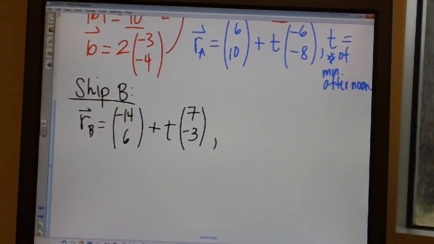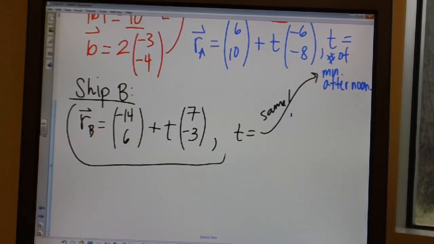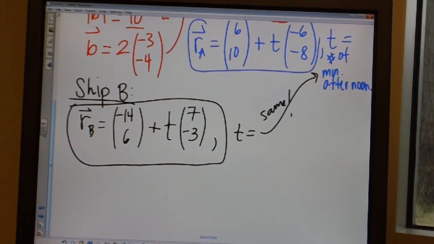And here t is in reference to the same starting point. So t has the same definition that it does up here. All right, so I'm done with step 2. I have a vector equation for the position of ship B relative to the origin, t minutes after noon. And I also have a vector equation for the position of ship A relative to the origin, t minutes after noon.